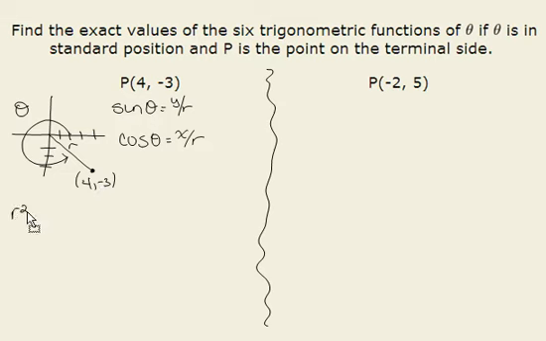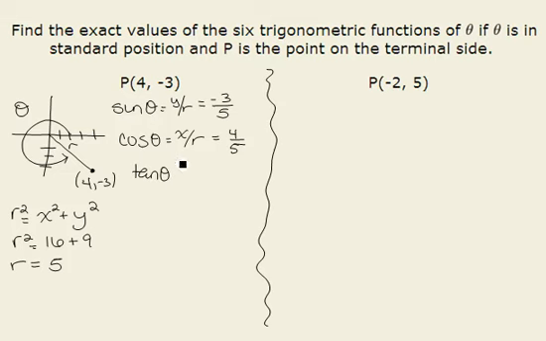We know that r squared is equal to x squared plus y squared, or r squared is equal to 4 squared plus 3 squared, giving us r squared is 25, or r is equal to 5. Therefore, sine of theta is given by -3, the y-coordinate, over r, which is 5. Cosine is the x-coordinate of 4 over 5.